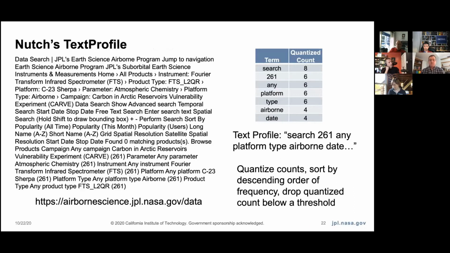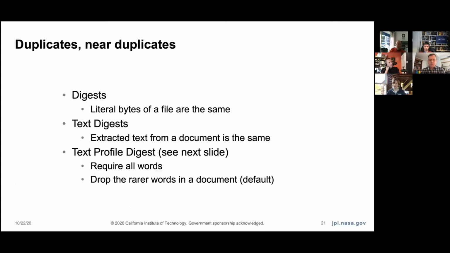The default Nutch text profile drops words that show up once or fewer times, or on the low end of the quantized scale. I experimented with leaving all the terms in. So there were three pretty much low-hanging fruit things that I looked at initially: digests, text digest, and text profile digest, and those all yield either MD5s or SHA-256.